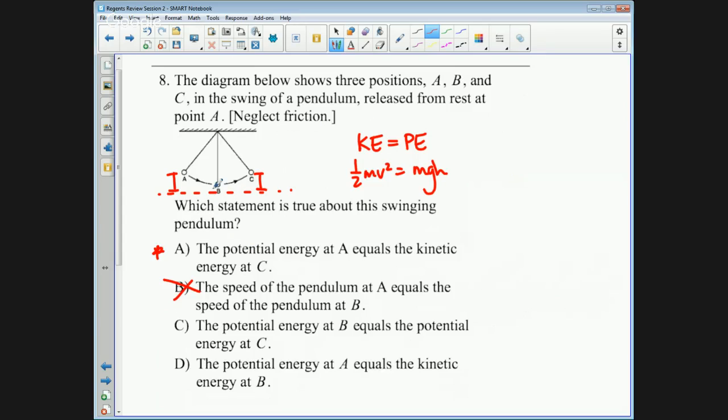C says the potential energy at B equals the potential energy at C. Again, these are not the same height, so that's not right. D says the potential energy at A equals the kinetic energy at B. This, again, cannot be correct because they're not at the same height. So the answer, by elimination, or also just because looking at the diagram, is the potential energy at A equals the kinetic energy at C, and that's because of this formula here, okay? All the potential energy here gets converted to all the kinetic energy here.